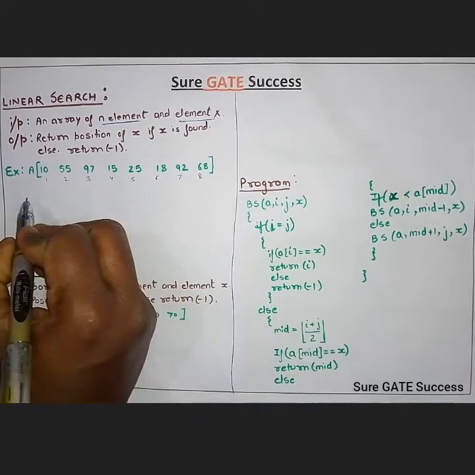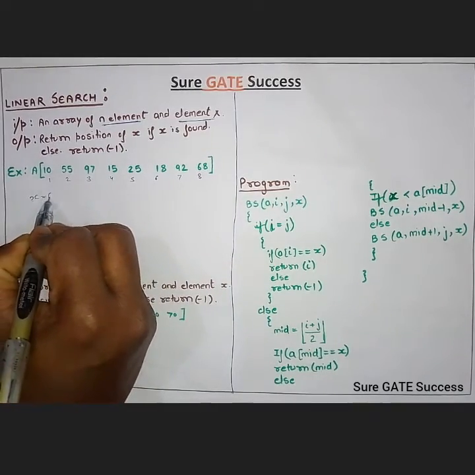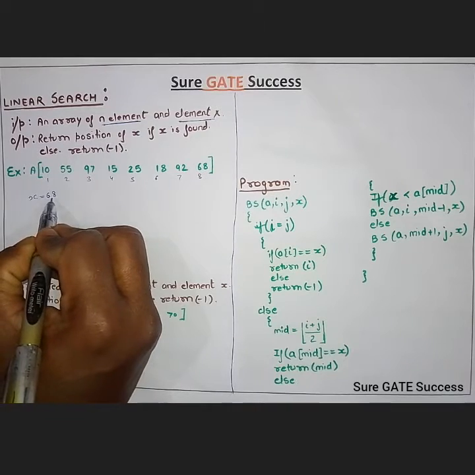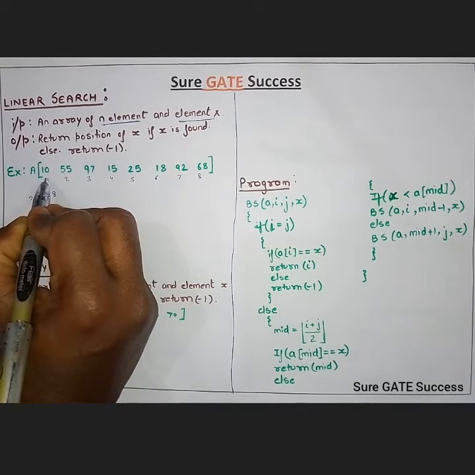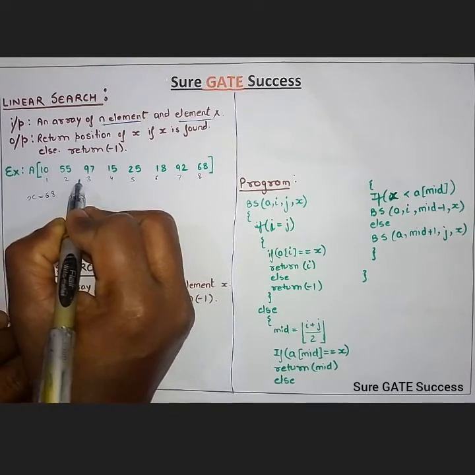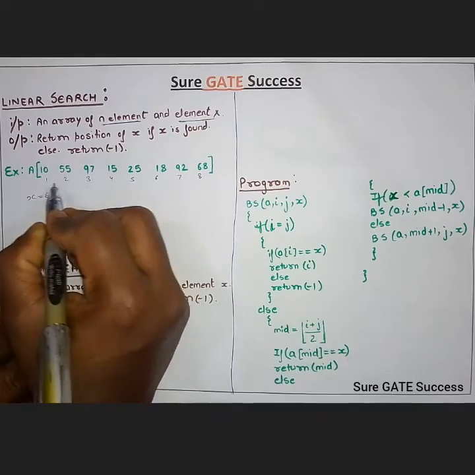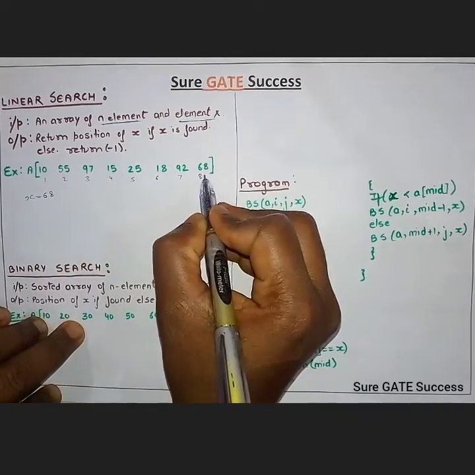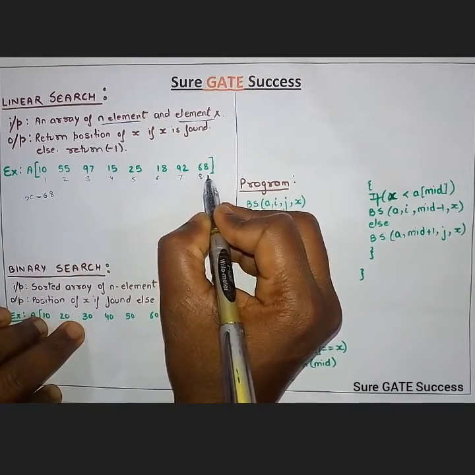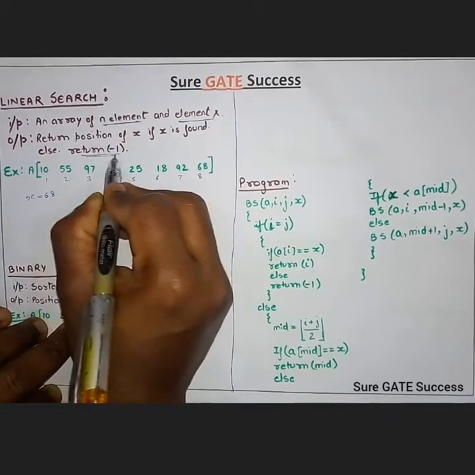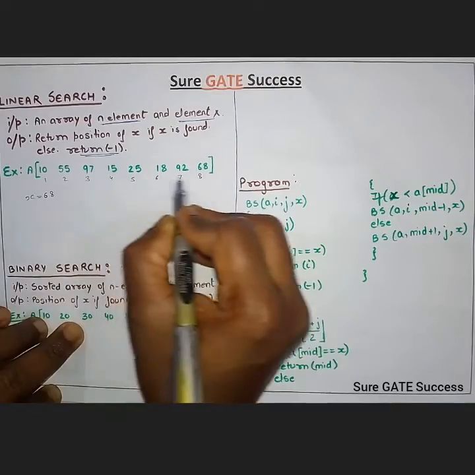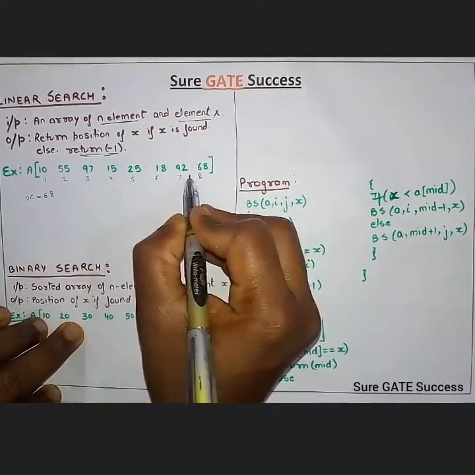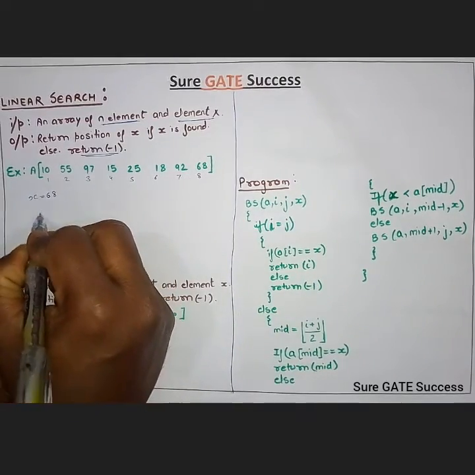For example, if x is equal to 68, what we need to do is come to the first position and check whether it is 68. Similarly, go to the second, third, till we find 68. If we don't find 68 till the last address, then we have to return -1. So if we move on in this way, on which location will we get 68? On the 8th location.